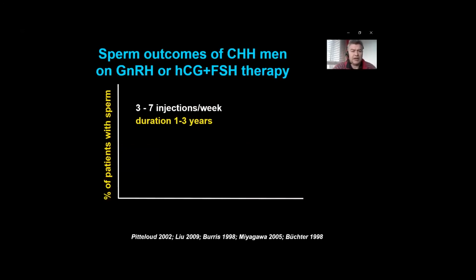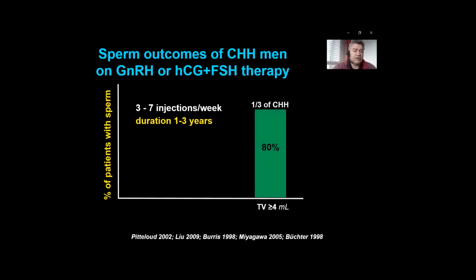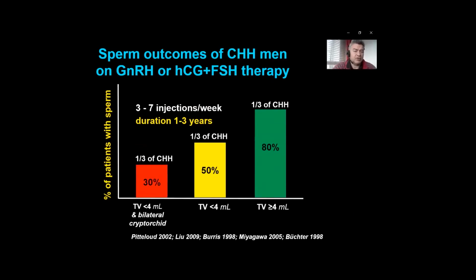And if we look at sperm outcomes, this is after up to 3 years of therapy, who gets any sperm at all. So if you're one of the lucky third of men with CHH and partial puberty, testes greater than 4 mil, 80% will get sperm. But that means 20% still won't get any sperm at all. If you're the majority of CHH men who present with absent puberty, half will get any sperm at all. And if you had a history of cryptorchidism, then very few men will get any sperm at all, even after prolonged therapy.